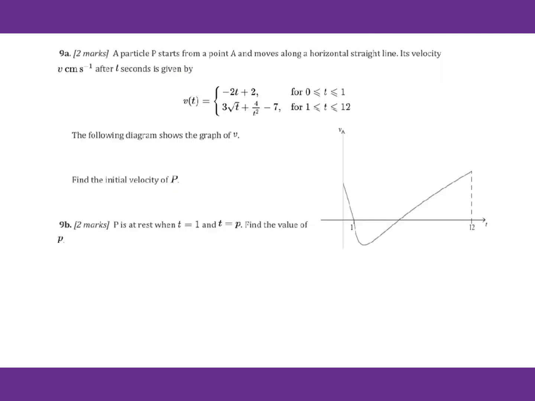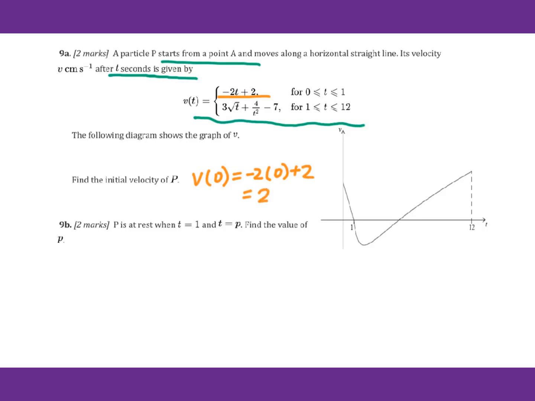Let's go to 9a. A particle P starts from a point A and moves along a horizontal straight line. Its velocity v after t seconds is given by this piecewise function. The following diagram shows the graph of v. Find the initial velocity of P. So we put t equals 0 into this piecewise function. That is negative 2 times 0 plus 2 equals 2.